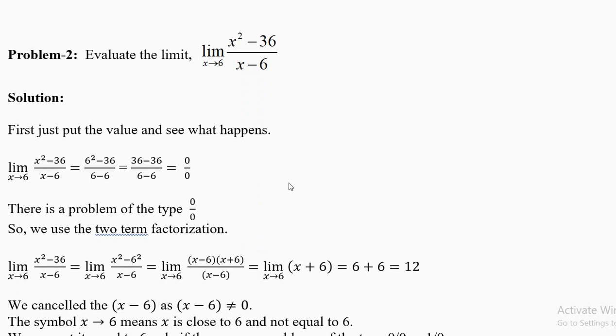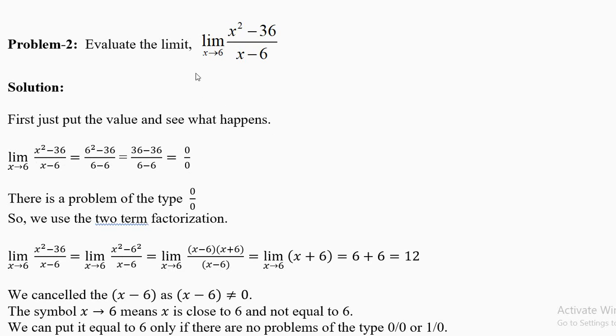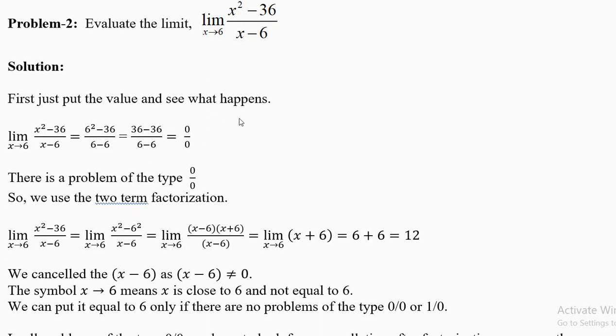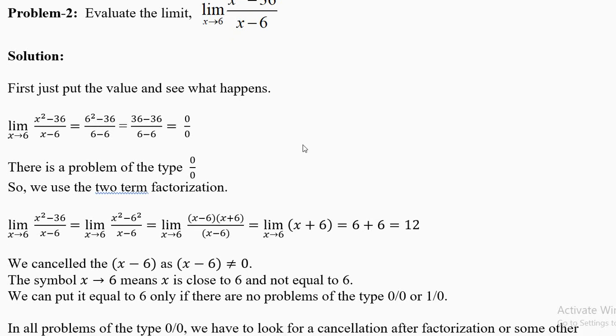Problem 2. Evaluate the limit of x square minus 36 divided by x minus 6, x going to 6. Now we just put x equal to 6 and see what happens. 6 square minus 36 divided by 6 minus 6. 6 minus 6 is 0, so the denominator is 0. 6 square is 36, 36 minus 36 is 0, so the numerator is also 0, and the denominator is also 0. Now you have to worry. Now you have to do something else.